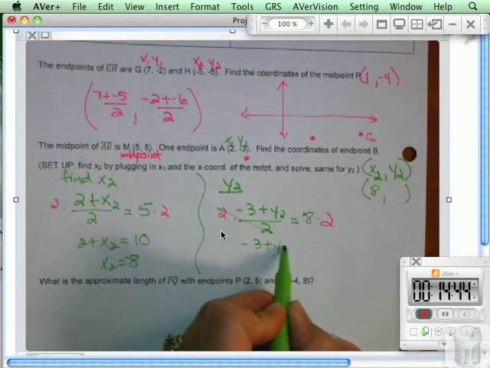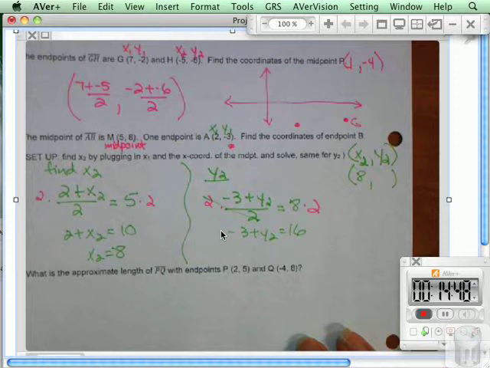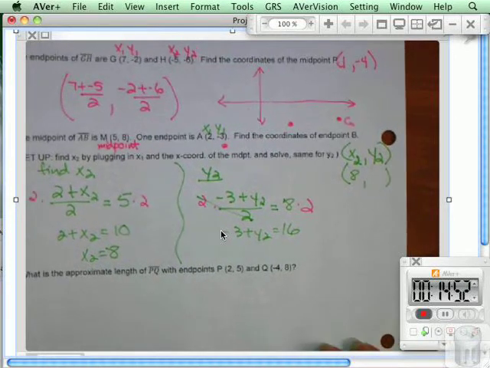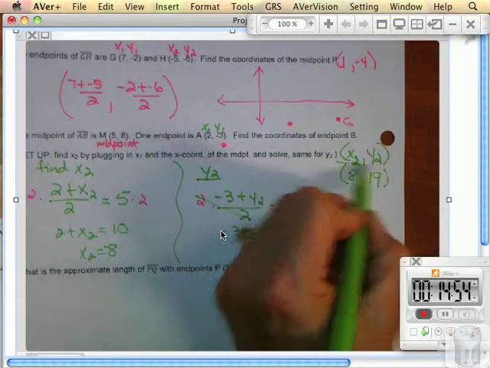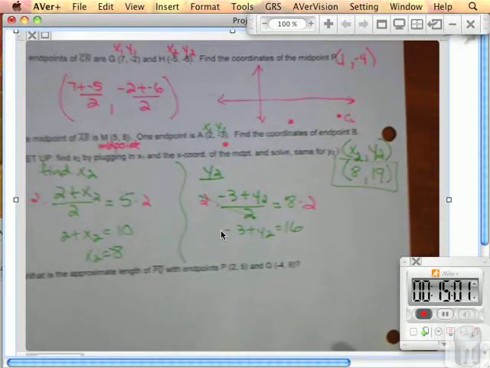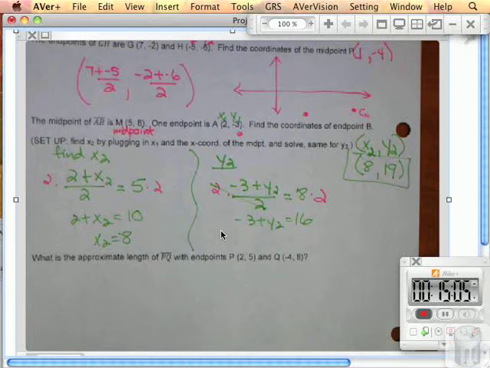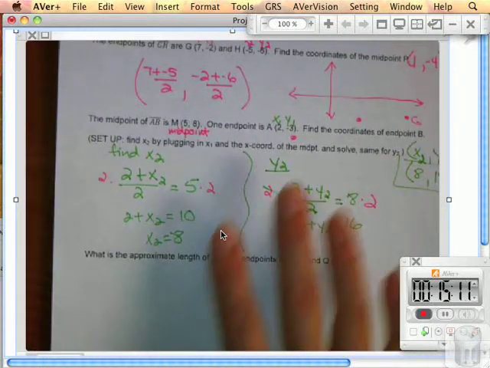-3 plus y2 equals 16. Or not y squared, excuse me, it's just y2. And then what is y2? 19. So that's your other endpoint. Adding 3 to both sides. Okay? Adding 3 to both sides. It's all right. Think about, you practice this a little bit, it won't be so bad.